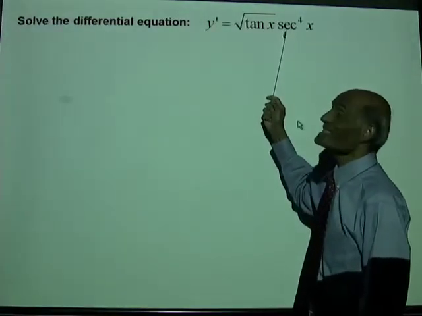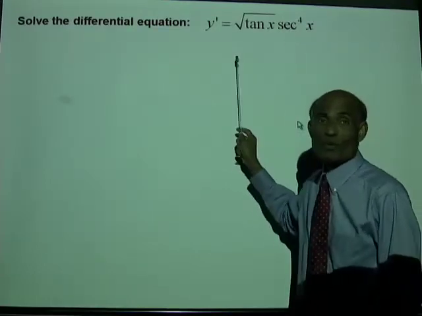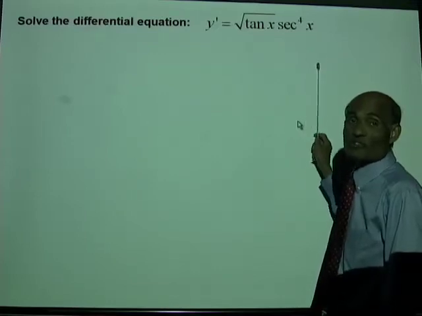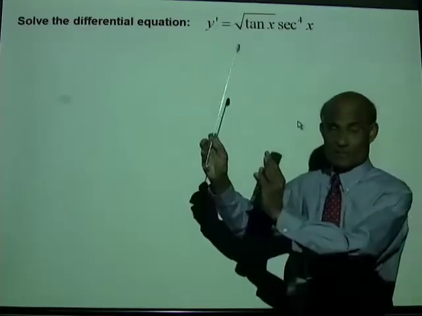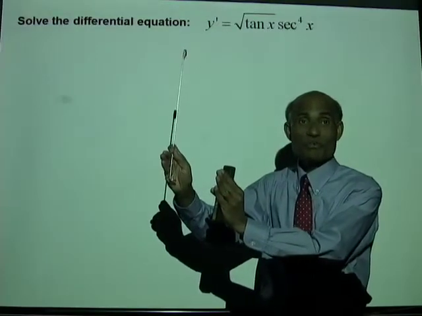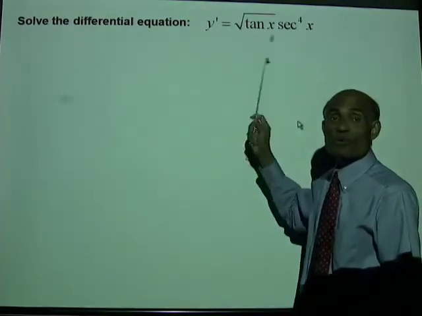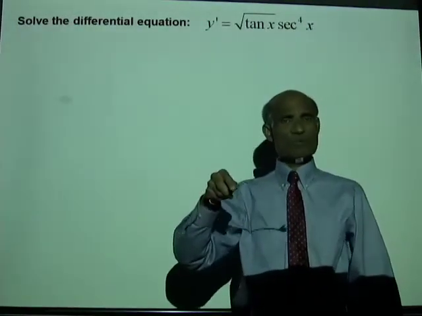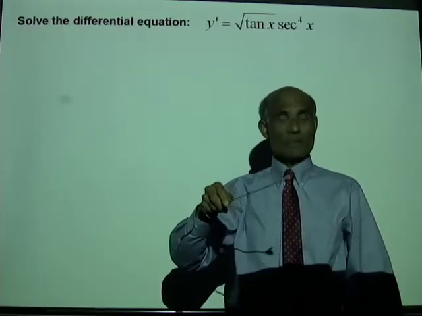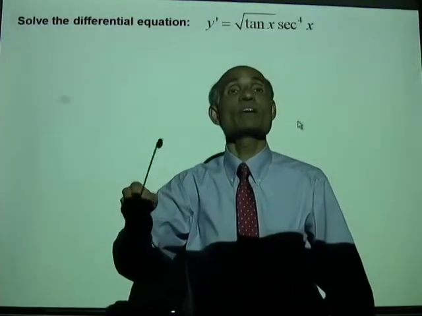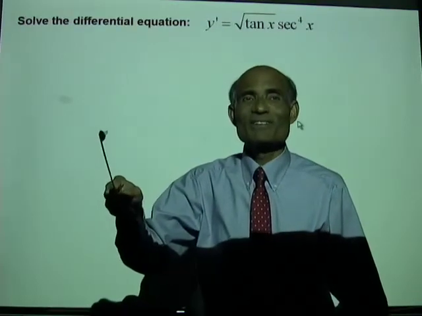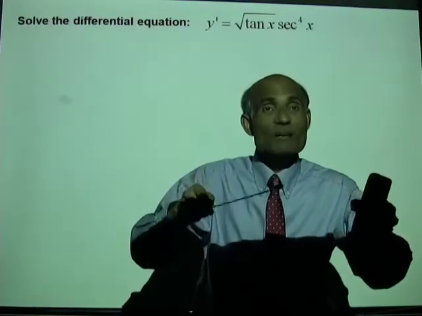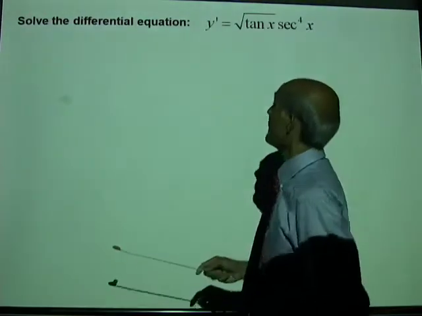Well, what you need to do is write secant to the power of 4x as secant squared x times secant squared x. The last secant squared x we leave there for taking care of du. And the first secant squared x we need to change in terms of tan x. How do you change secant squared x in terms of tan x? Because 1 plus tan squared x equal to secant squared x. So the secant squared x can be changed into 1 plus tan squared x. Alright, let's try doing that.